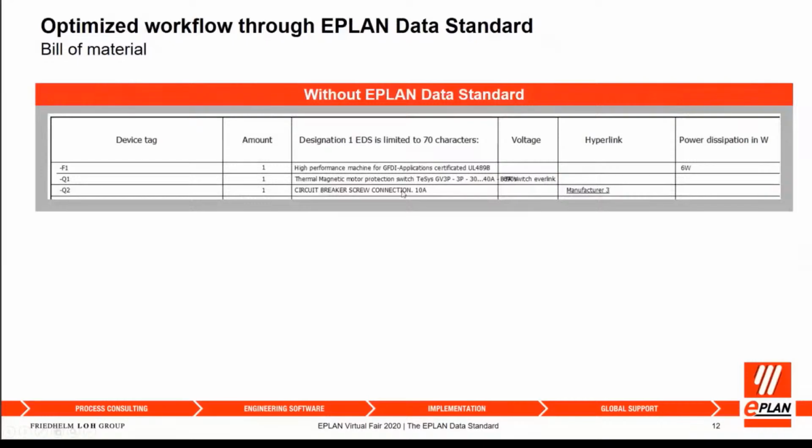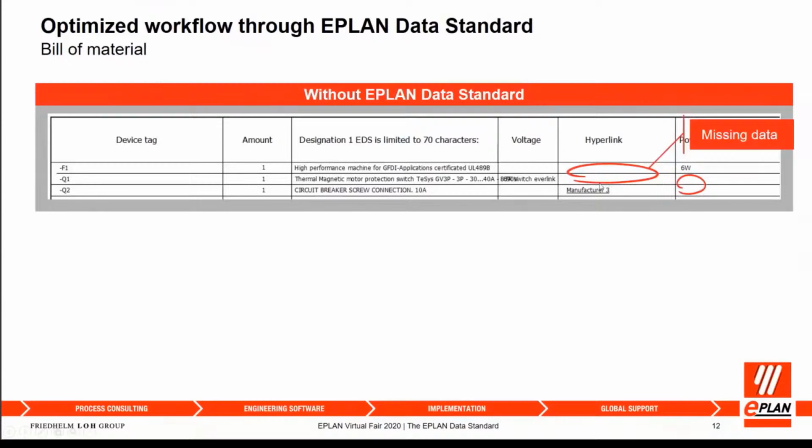So another example for these non-standardized data: if you think about creating a bill of materials, think about you are a panel builder or a machine builder, and you have the task to build up the machine and to hand over the documentation to your customer. And of course, you have to build then a bill of material. And at the moment, with non-standardized data, this would be a bill of material with data sets that do not follow the EPLAN data standard. So there are missing data.